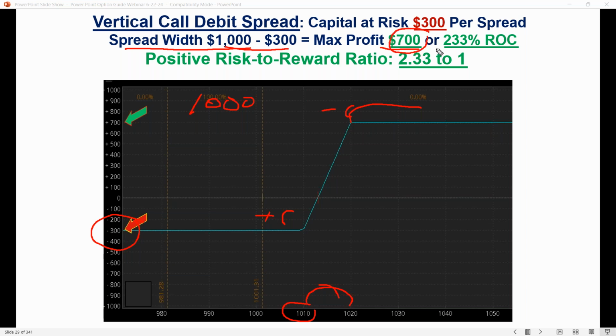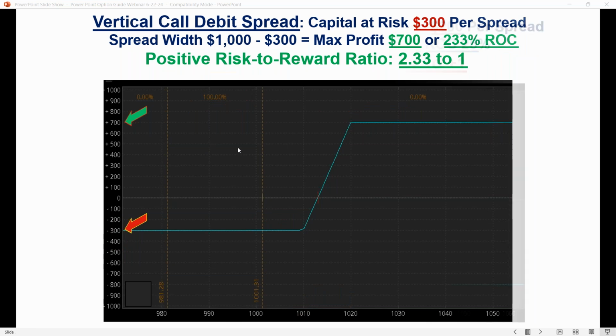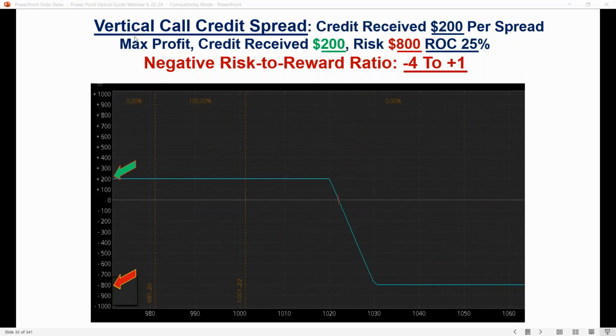On your risk of $300, that's a 233% return. Or the other way to look at it, that's a positive risk reward ratio. You're risking $1 to make $2.33, so really a decent positive risk ratio, a little bit over 2 to 1. So I love these debit spreads, where we reduce our capital exposure, reduce our theta, and reduce our risk.